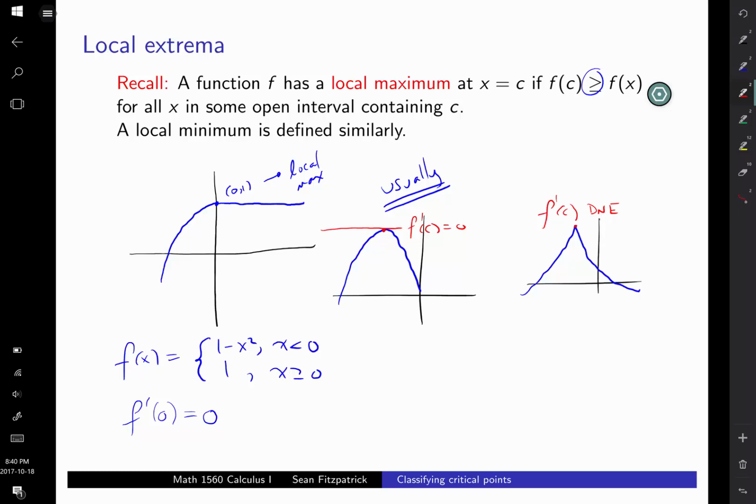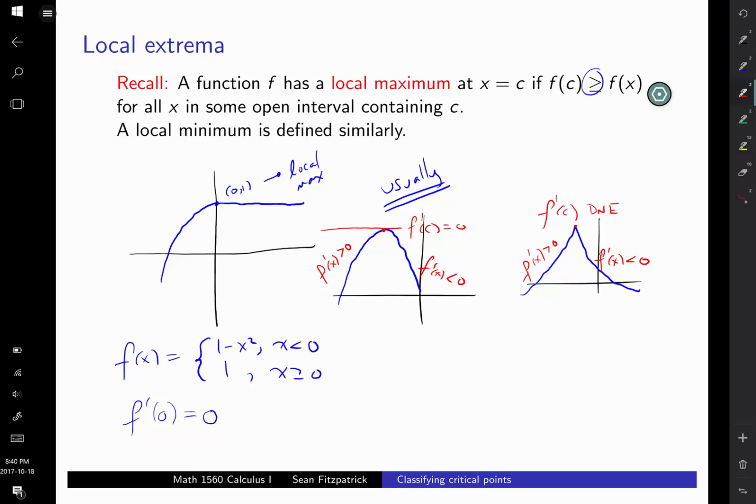In both cases, notice that if we look at what's happening on either side of the critical point, to the left of that critical point, our function is increasing. f prime of x is bigger than 0. To the right, our function is decreasing. It's going down. So over here, f prime of x is less than 0. And even at this cusp where the derivative doesn't exist, the same thing is true. f prime of x is positive here and negative there. So the derivative switches from positive to negative. The function switches from increasing to decreasing as you pass through that local maximum.